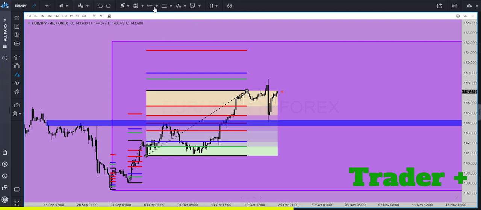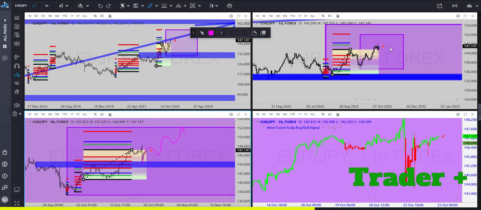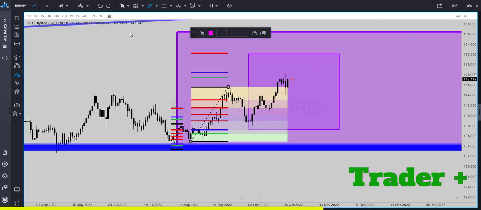So for me, my bias is going to be bullish on this EURJPY. We have the market probably doing something like this up to these levels here. This is the daily target, and when we hit that daily target, we are probably going to correct and then continue going after. So on the daily, it's going to look something like this. Come up to here, we are probably going to correct and then continue going again.